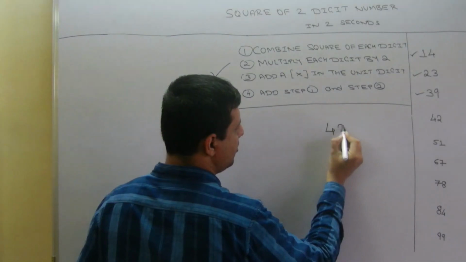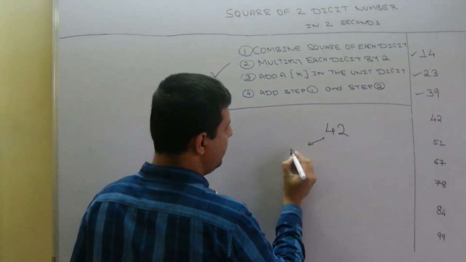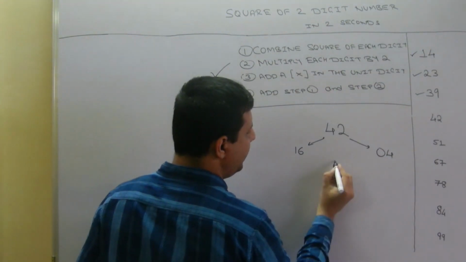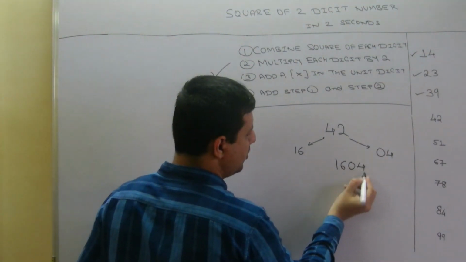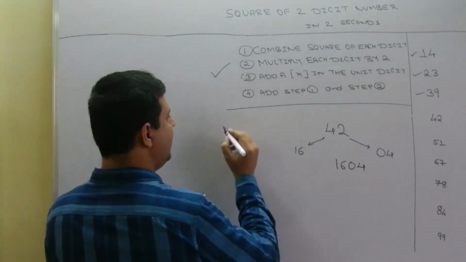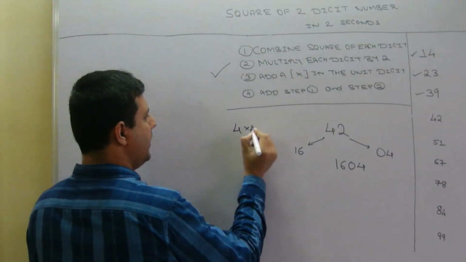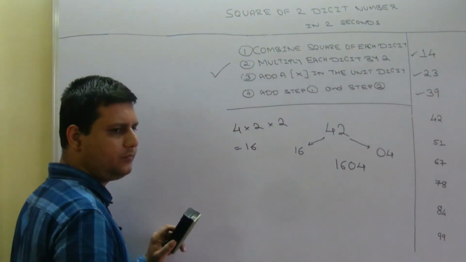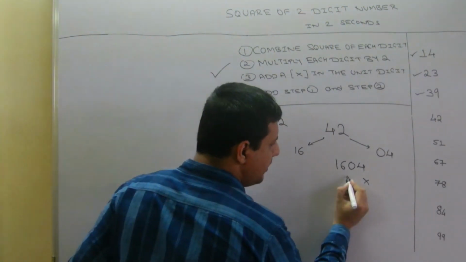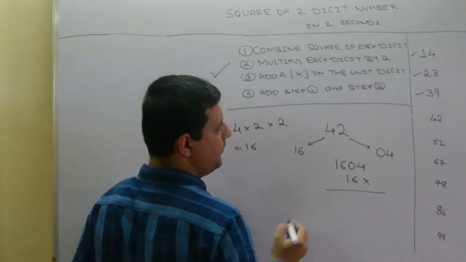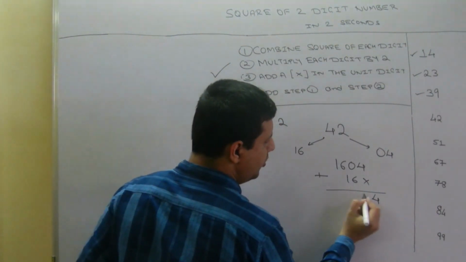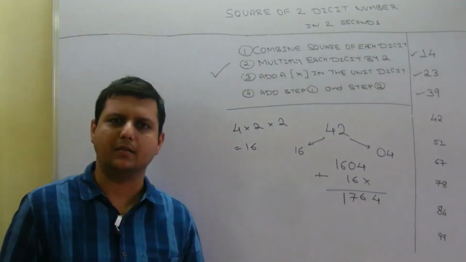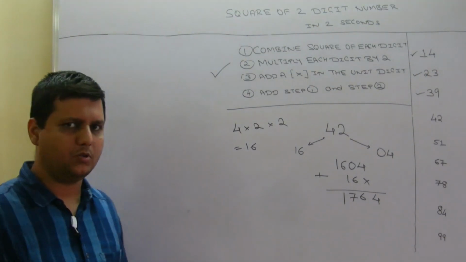42. Square of 4 is 16. Square of 2 is 4. Combining them, we get 1604. Now finding out the multiplication value. So we have 4 into 2 into 2, which will give me 16. Leaving the unit place, add 16 over here. So we get 1764. This is my final answer. Now next sum.